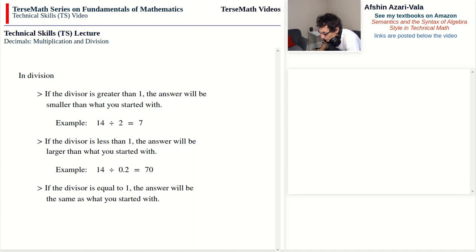And of course, if the divisor is 1, you're dividing by 1, the answer will be the same as what you started with. So divisor greater than 1, answer less than what you started with. Divisor less than 1 in size, answer will be larger than what you started with. And if the divisor is 1, the answer will be the same as what you started with.